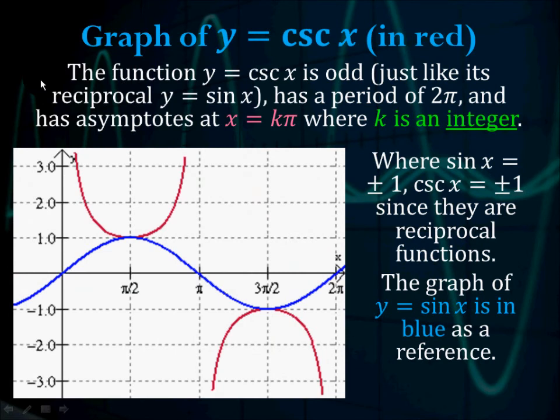So to recap the graph of y equals cosecant of x, again, this is the graph in red, the U-shaped curves. The function is odd, just like sine, has a period of 2 pi, and has asymptotes at multiples of pi, where k is an integer. And where sine of x is plus or minus 1, cosecant of x will be plus or minus 1, the same sign, since they are reciprocal functions. So you can see the graph of sine in blue to use as a reference. Wherever sine is positive, cosecant is positive as well. Wherever sine is negative, cosecant is negative.